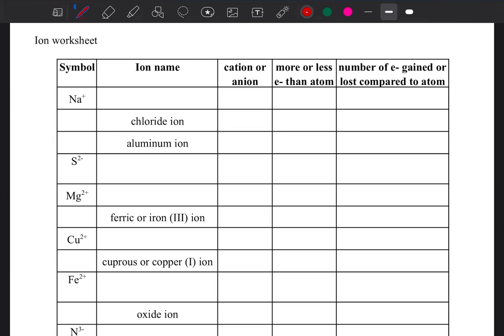Within the ion worksheet, we need to understand how to name ions and how to know whether something's going to be a cation or anion and how many electrons it's going to gain or lose to become a stable ion, when compared to the atom, of course. So remember, an ion is an atom that gains a charge. So, atom with a charge. Okay, so we're going to go through some of the more common ones.